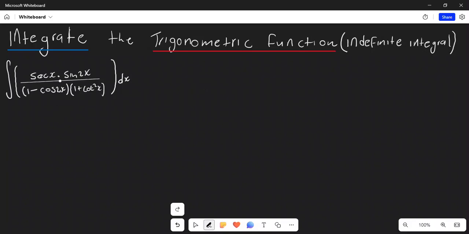Today on this video we'll be doing this function here. We'll try to find the indefinite integral of this function. If you think you can solve this problem, you can pause this video and let's see if your answer is going to be the same as the answer that we have at the end of this video.